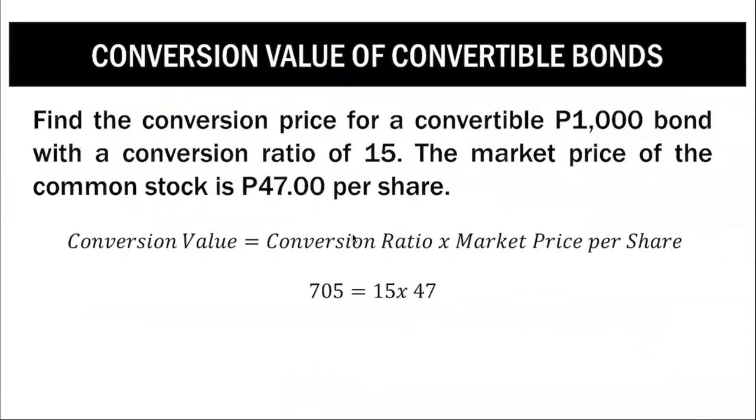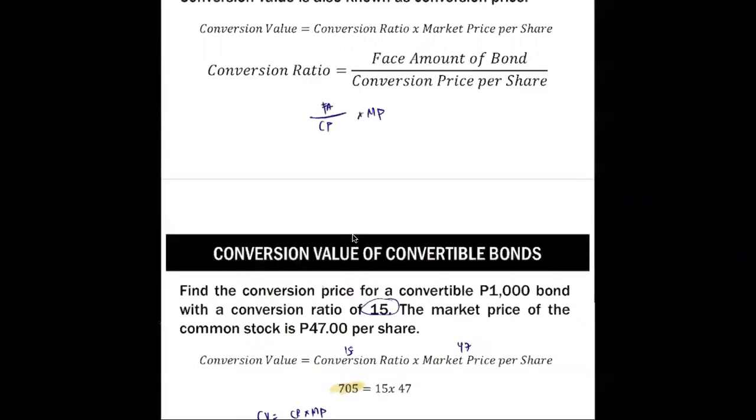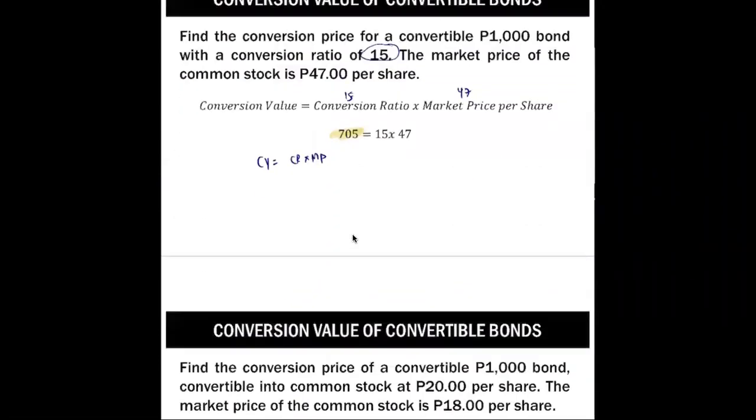Okay, find the conversion value for a convertible bond, which is 1,000 with a conversion ratio of 15. The market price of the common stock is 47. Again, conversion value is equal to conversion ratio multiplied by market price. The conversion ratio here is 15 and the market price is equal to 47. 15 times 47, our conversion value is 705. If we go back again, conversion ratio is equal to your face amount all over the conversion price, and conversion value is equal to your conversion ratio times market price.